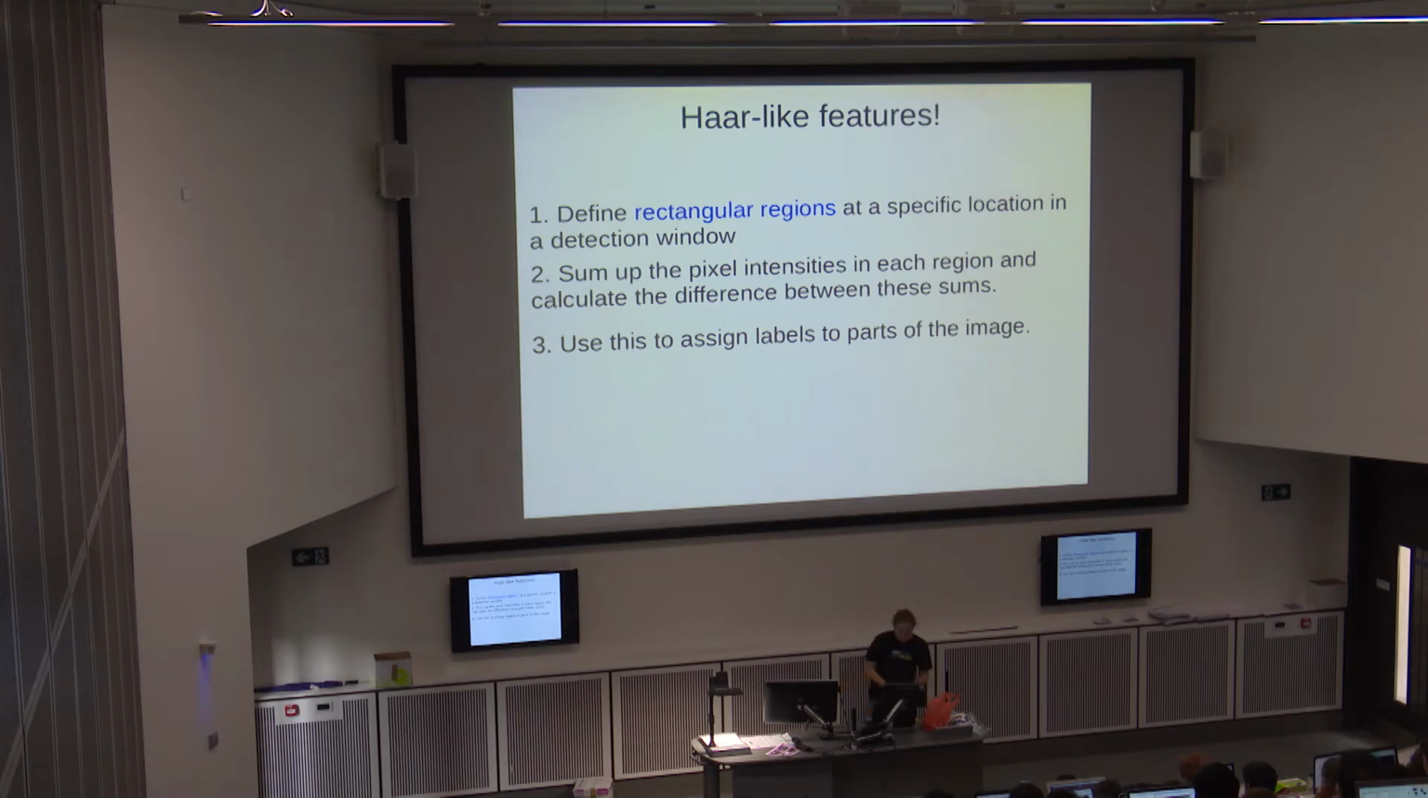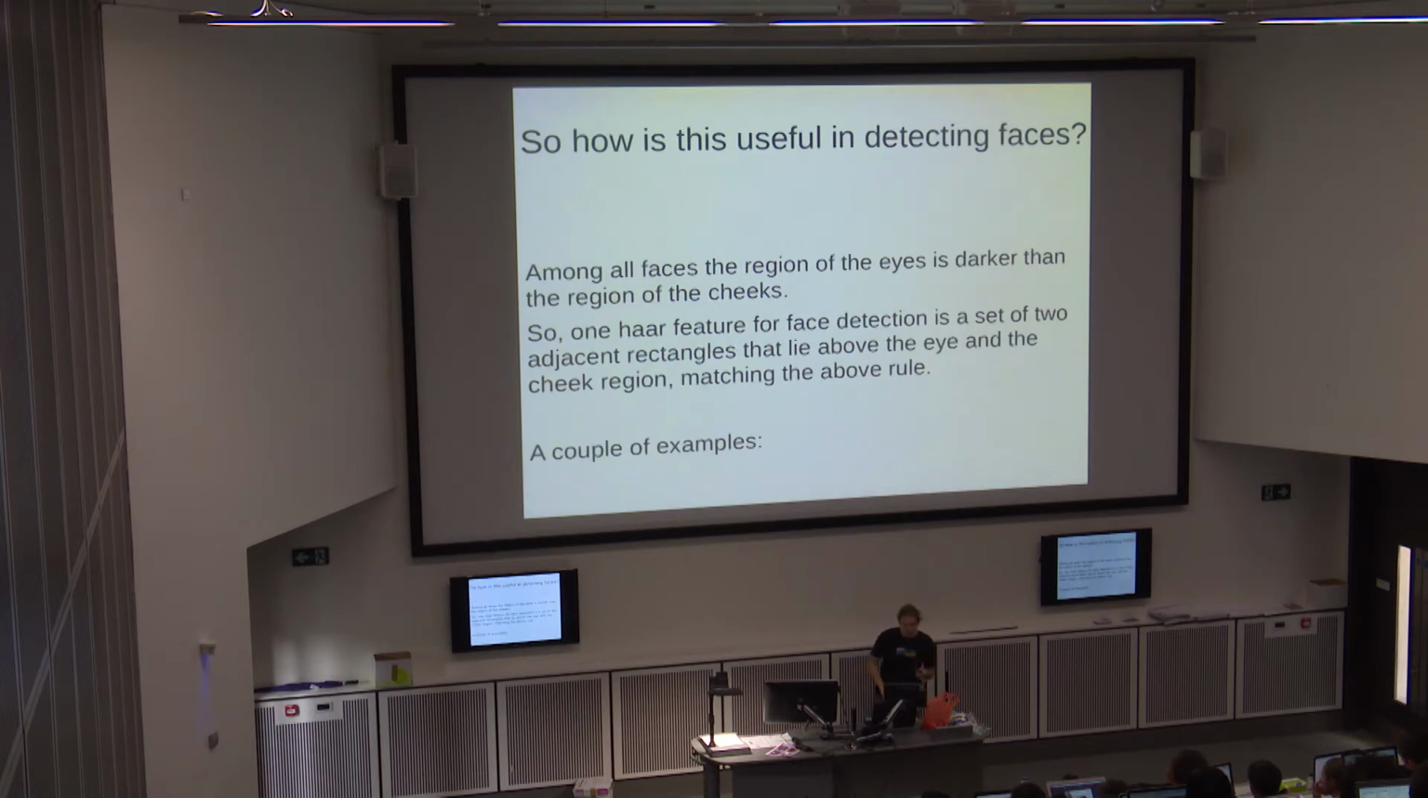Okay. And then when you have this difference between the regions, you can assign labels to the regions. And then you say, well, this is the region of the eyes, this is the region of the cheeks, whatever. And how is this useful in detecting faces? Well, just what I said.